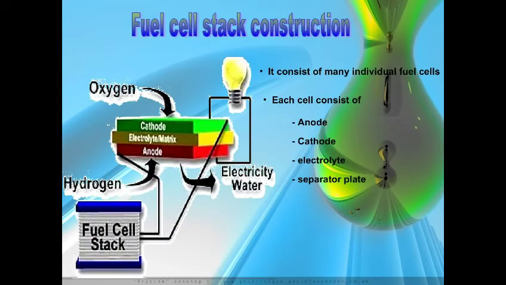So we will see construction stack of the fuel cell. Each fuel cell consists of anode, cathode, electrolyte, and a separator plate. We can call these the parts used in the fuel cell, and we know that it is an electrochemical cell. In that we need to supply fuels continuously, for example oxygen gas at the cathode and hydrogen gas at the anode, which gives the reaction.